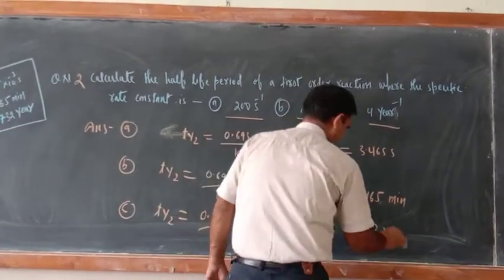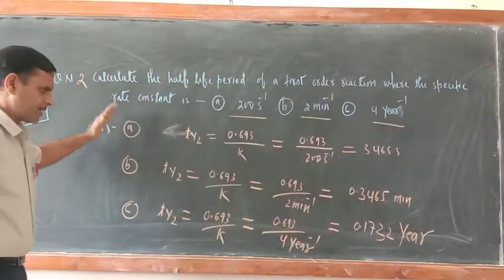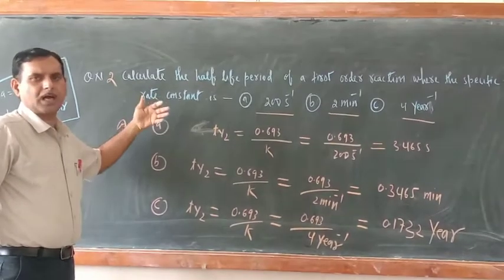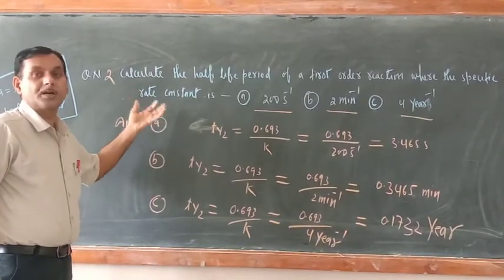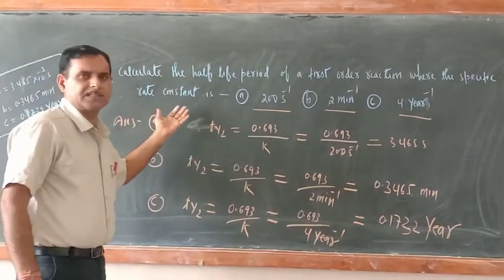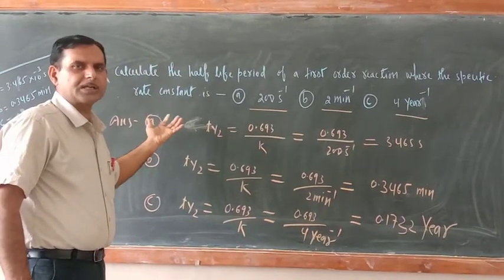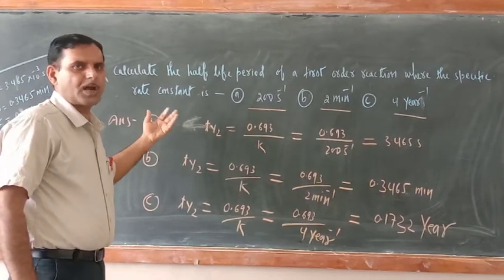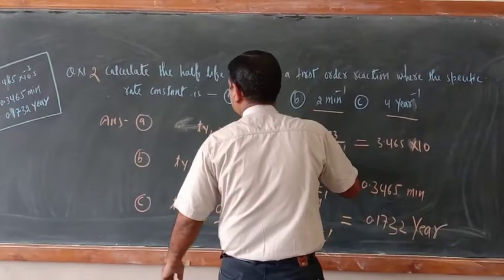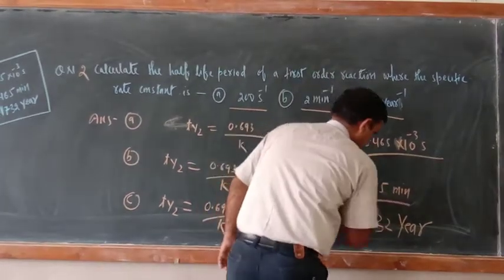Now if you solve this one, you will get 0.1732 year. It doesn't mean that these questions are difficult. Very easily you can solve these questions, but practice is required, and exposure also. So I am just giving you the exposure: what kind of questions can come. These are very simple questions as far as the half-life period of a first order reaction is concerned. Some difficult questions are also there; I will give you the exposure to those questions also. Here, if you solve the first one, it will be 10 raised to the power minus 3 seconds. So please see this.